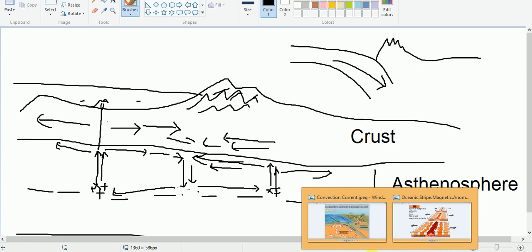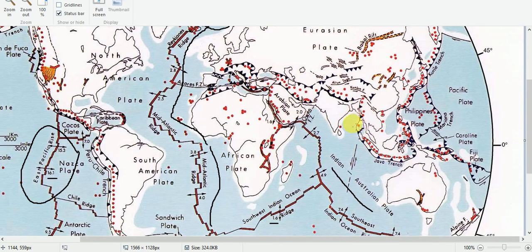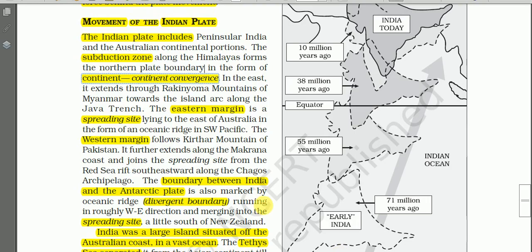And here the type of plate boundary is continent-continent convergence. Here this part is also continent, and this part is also continent, and that is why it is known as continent-continent convergence. Convergence means coming together. And the Himalayan mountain area is a subduction zone, where one plate is moving down the other, that is known as subduction. And it extends through the Rakhine Yoma mountains of Myanmar towards the island arcs along the Java Trench.